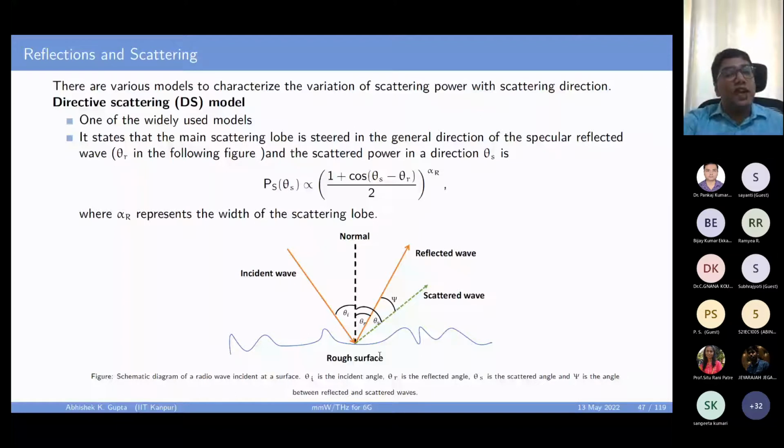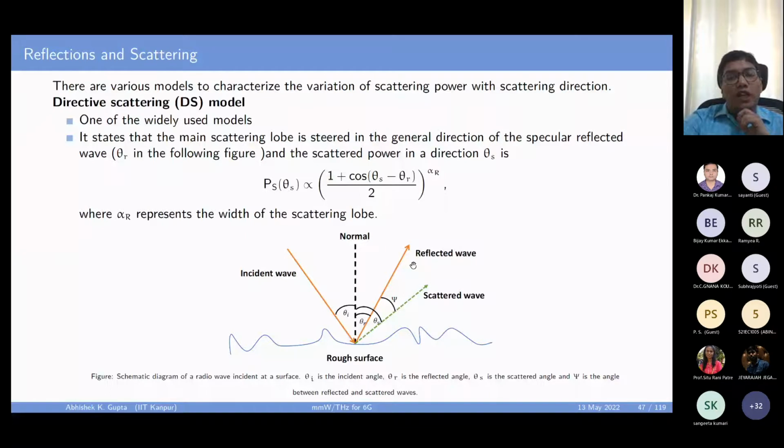Now this is the scattered power, but this scattered power gets scattered into all directions. Reflection goes into a particular direction, where the angle of incidence and the reflection angle are the same with respect to the normal, but the scattered power can be in any direction.